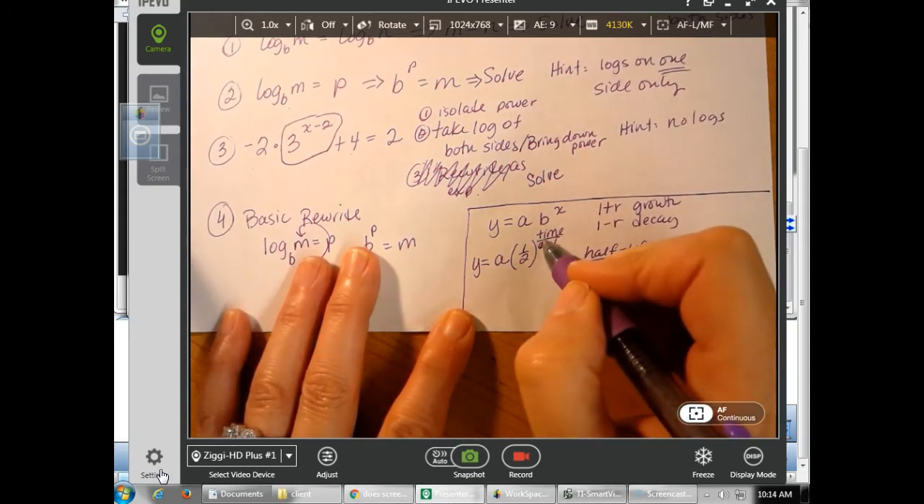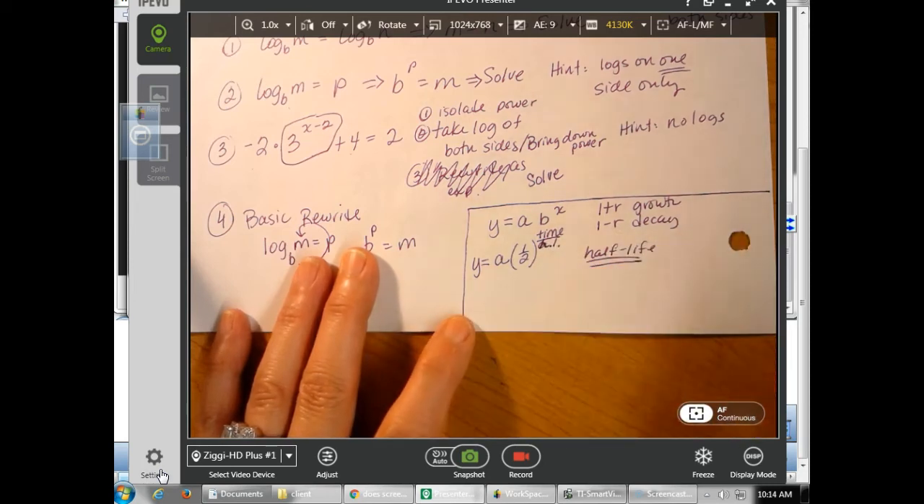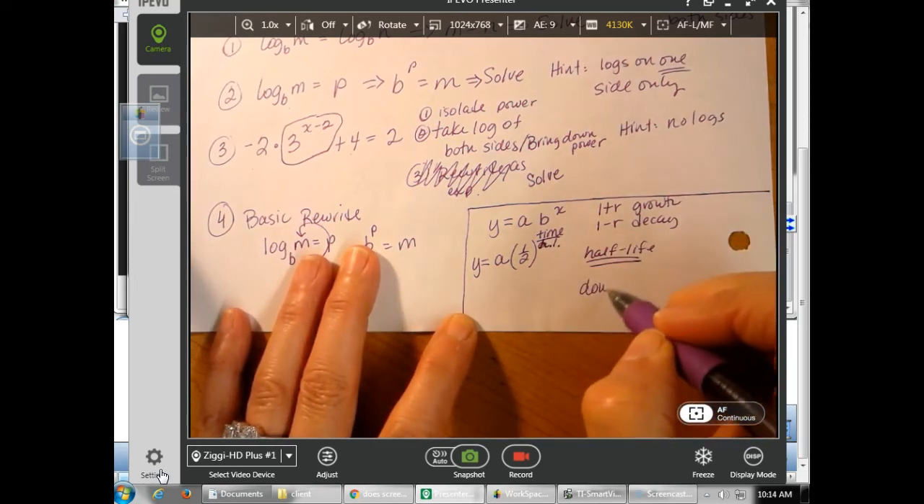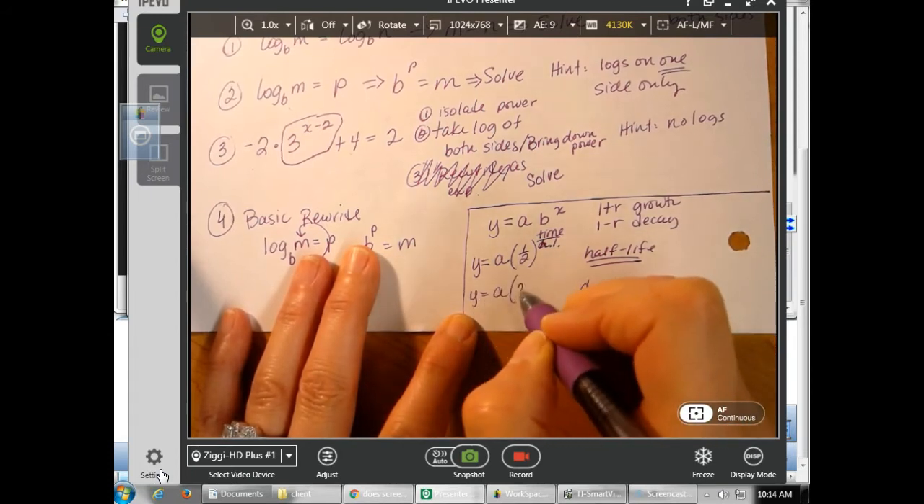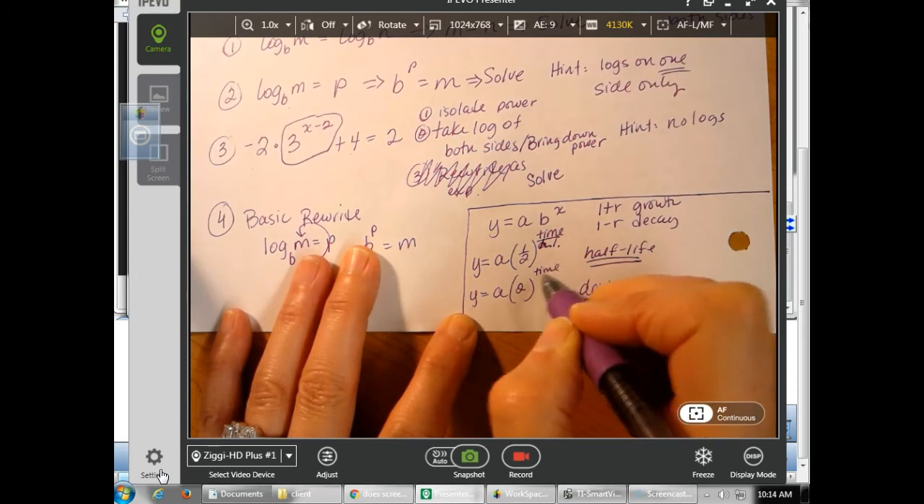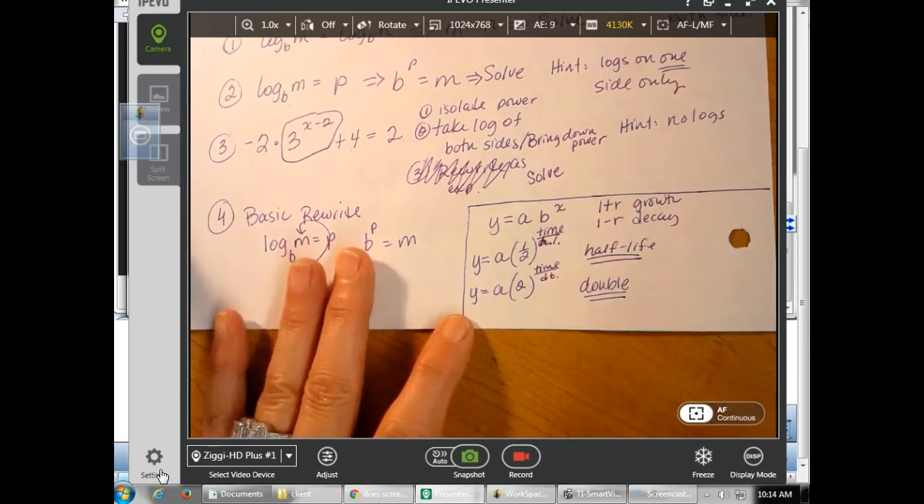And that's time over half-life time. If you have a doubling and it says something doubles, you're going to now use a base of 2, and then it's time over doubling time, like that.